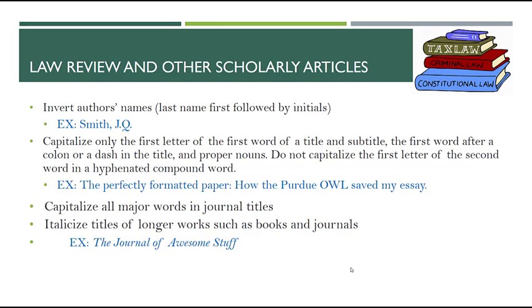Law reviews and other scholarly articles will be formatted the same way as journal articles using the APA format. You will start with the author's names, putting the last name first, comma, and then the initials. Capitalize only the first letter of the first word of a title, the first word after a colon or a dash in the title, proper nouns, and acronyms. Capitalize all major words in journal titles and italicize titles of longer works such as books and journals.